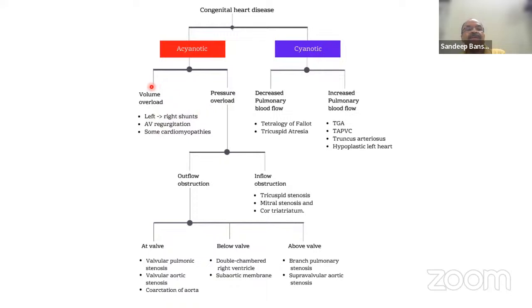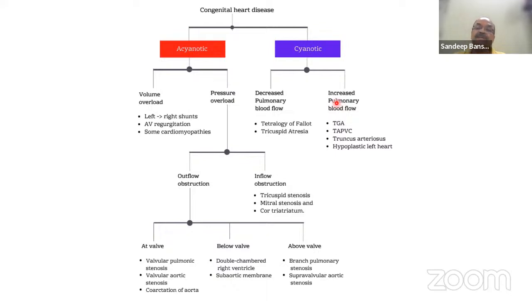So these left to right shunts, which lead to volume overload and are a part of acyanotic heart disease, are the main shunt lesions that we have. In this cyanotic group, we also have two types of lesions. One is the decreased pulmonary blood flow group, wherein you have shunting from right to left, which will cause cyanosis. And we have other diseases, again where there is a right to left shunt, which are highlighted here, wherein there is an increased pulmonary blood flow.